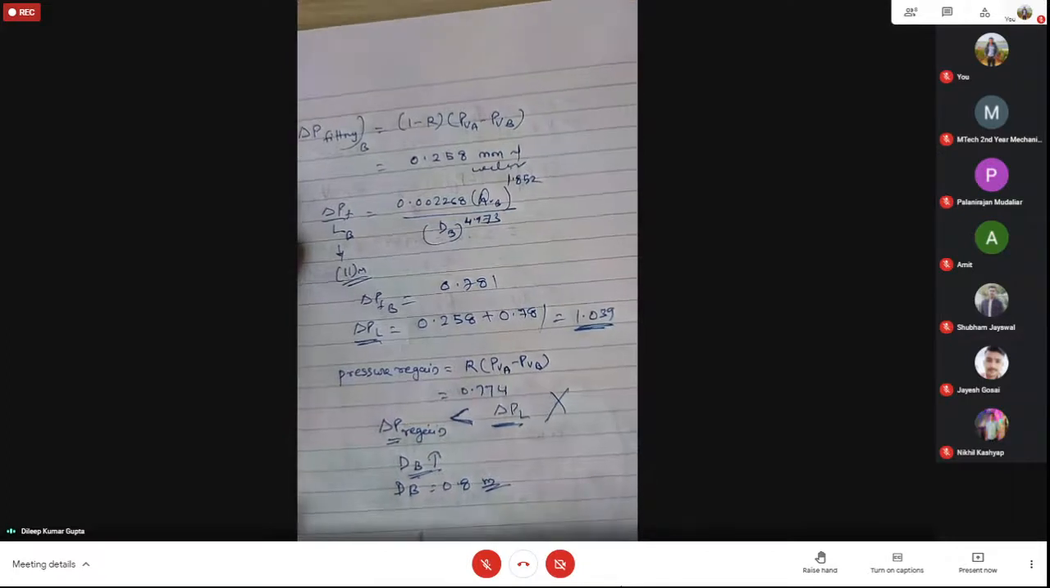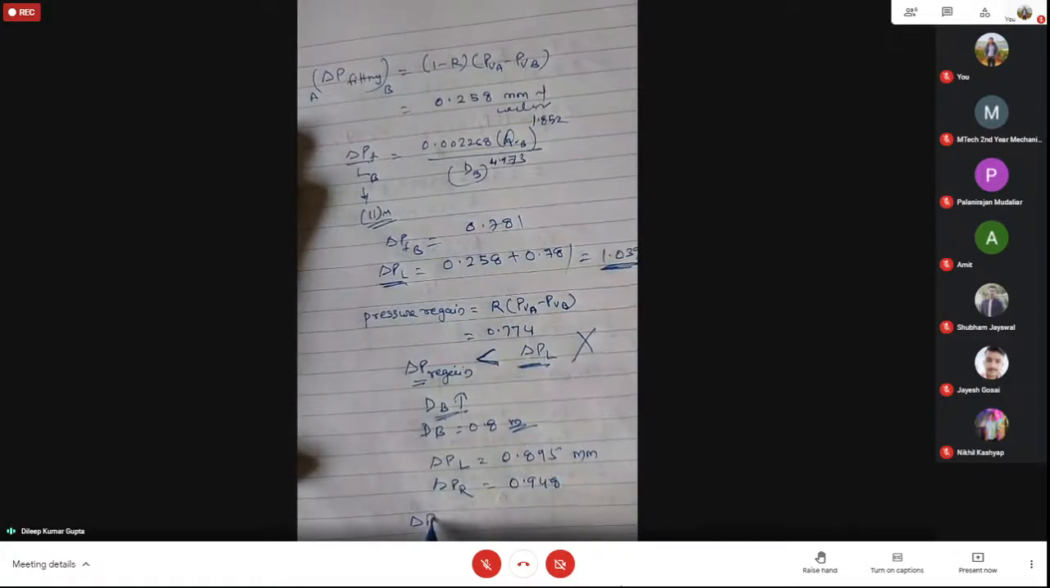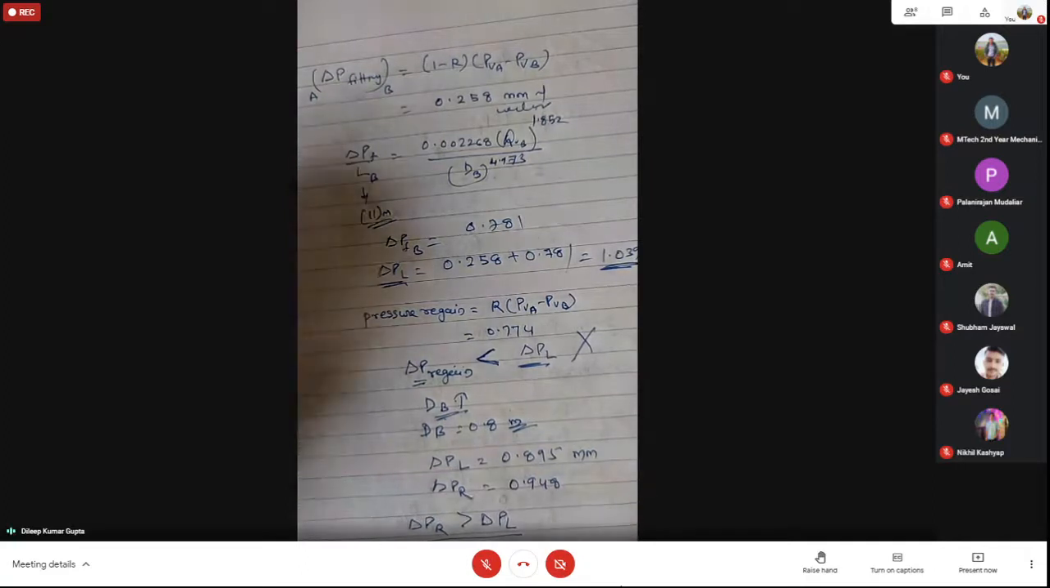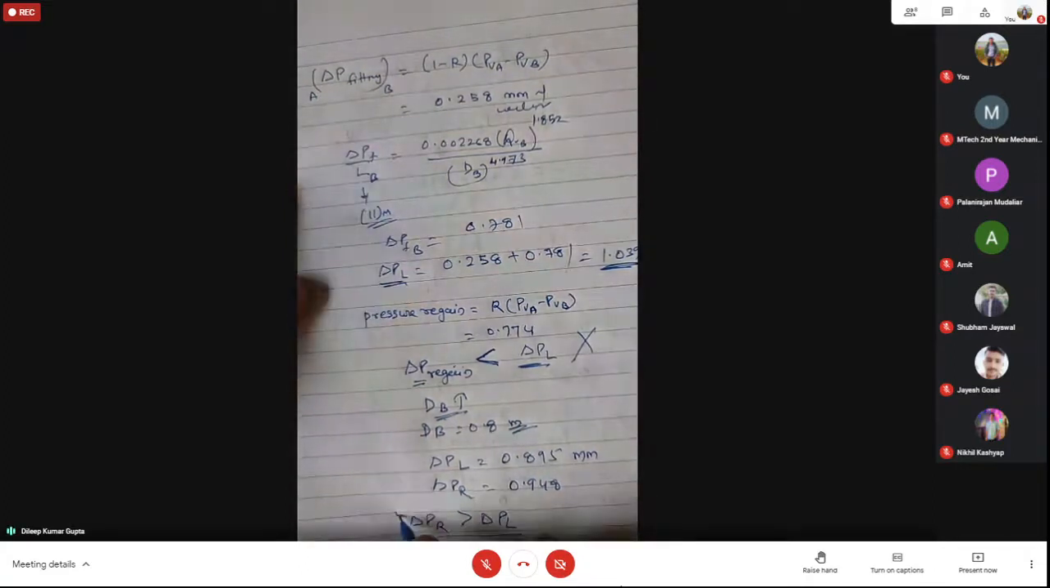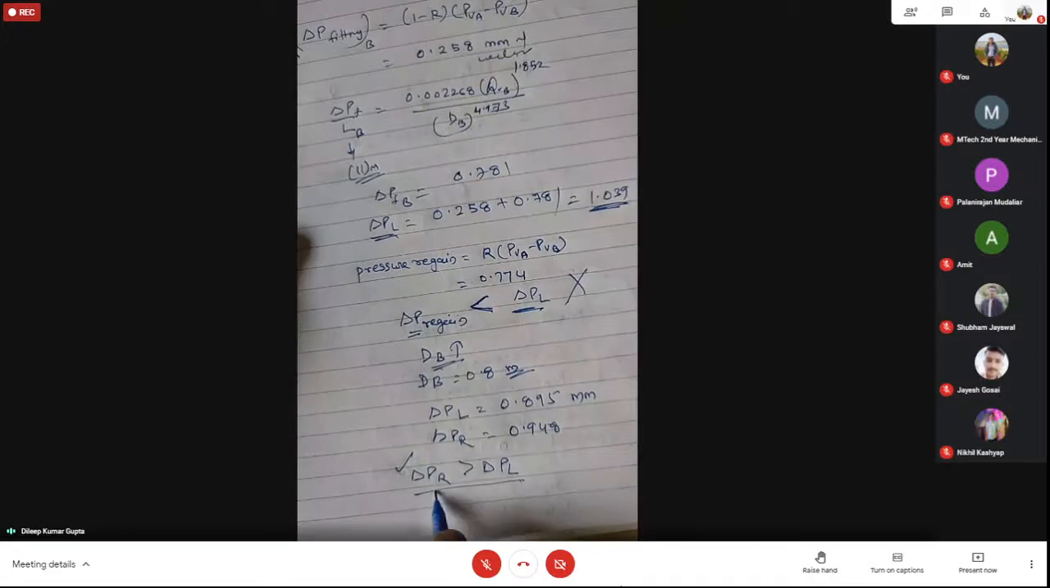We'll repeat the procedure. And we'll again find out delta P_L, and in this condition it is coming 0.895 mm of water, and delta P of regain in this condition is coming 0.948. Now you can see in this case delta P_R is greater than the value of delta P_L. So we will repeat the procedure till we satisfy this condition. Once we satisfy this condition, we'll fix the value. Okay, we can go ahead.